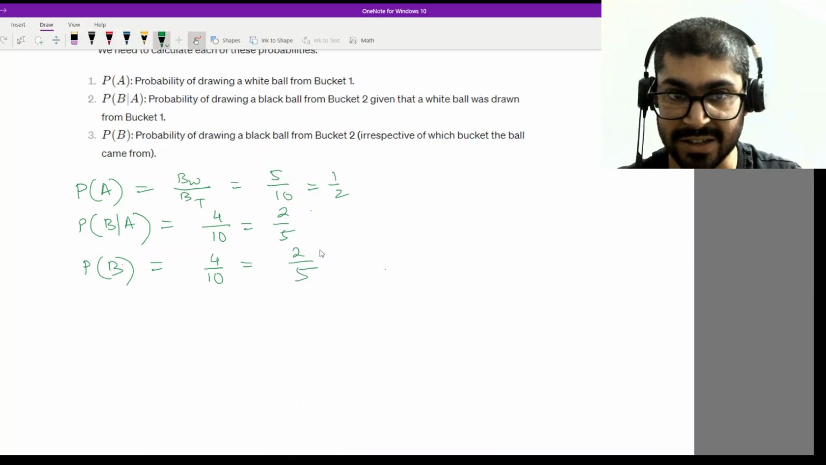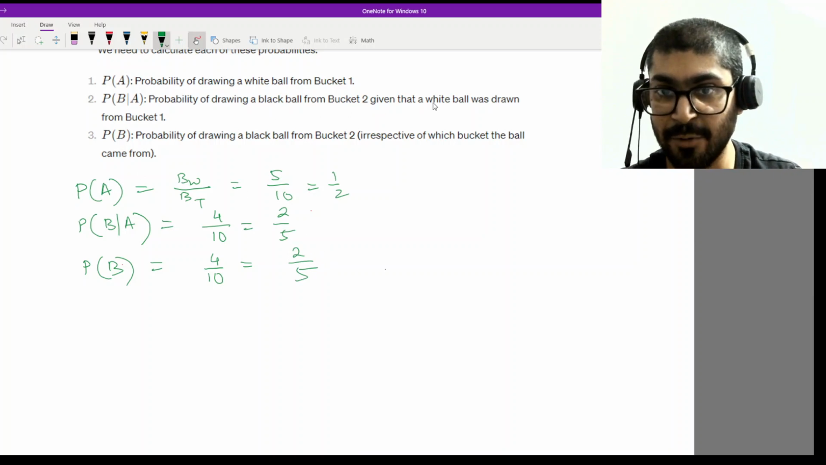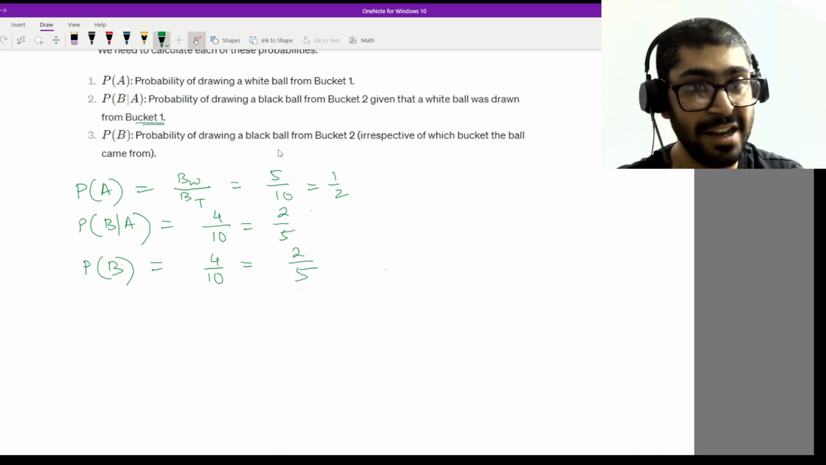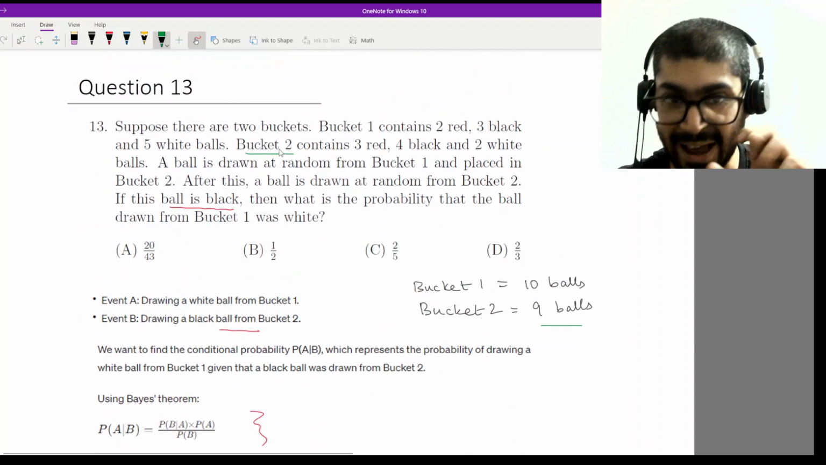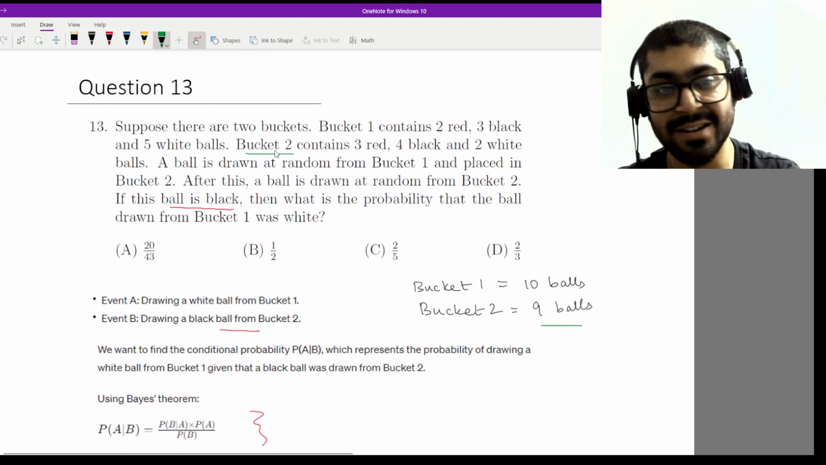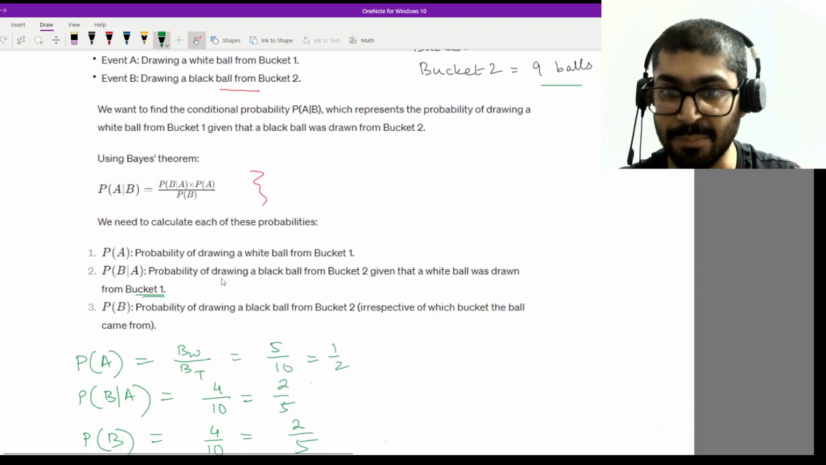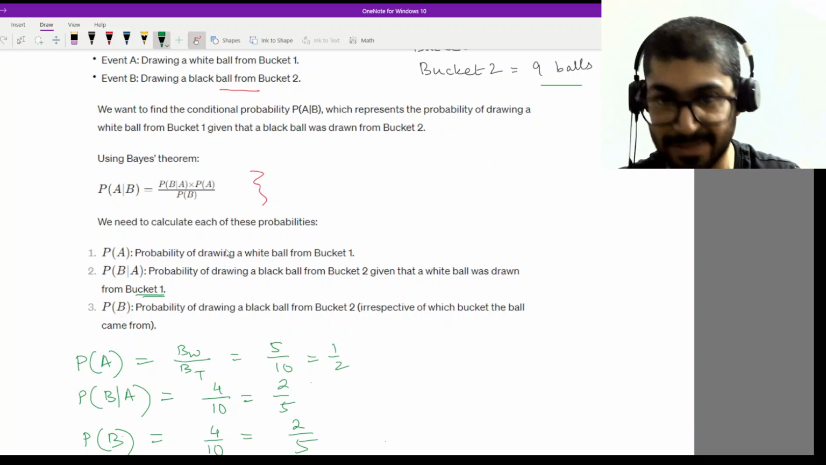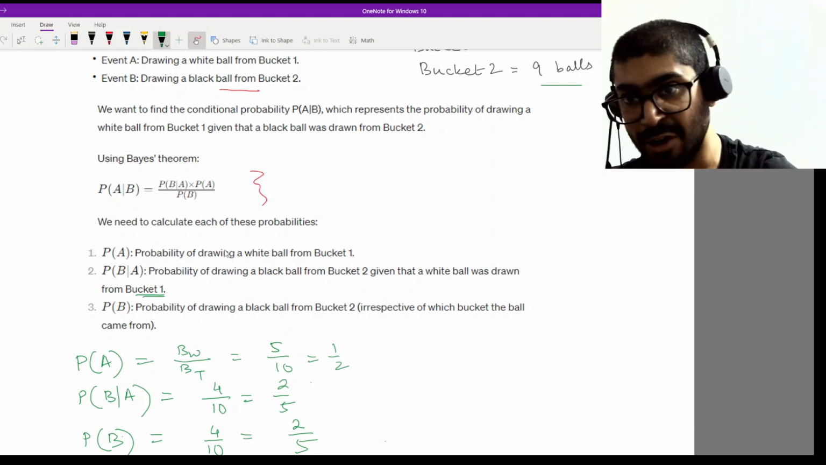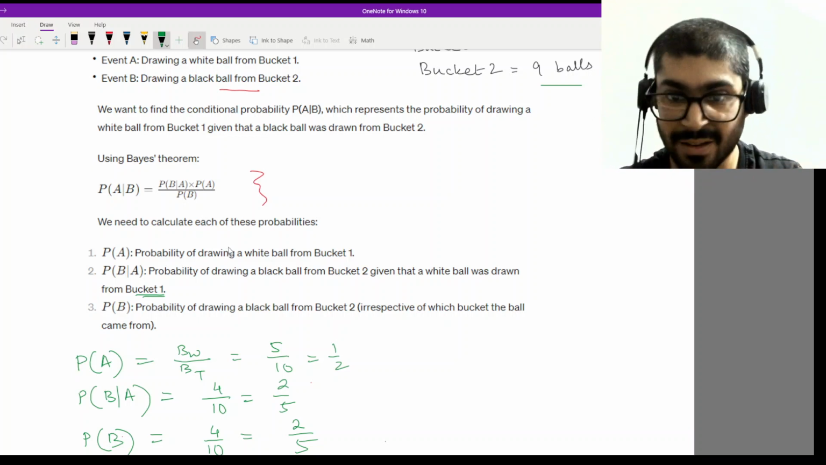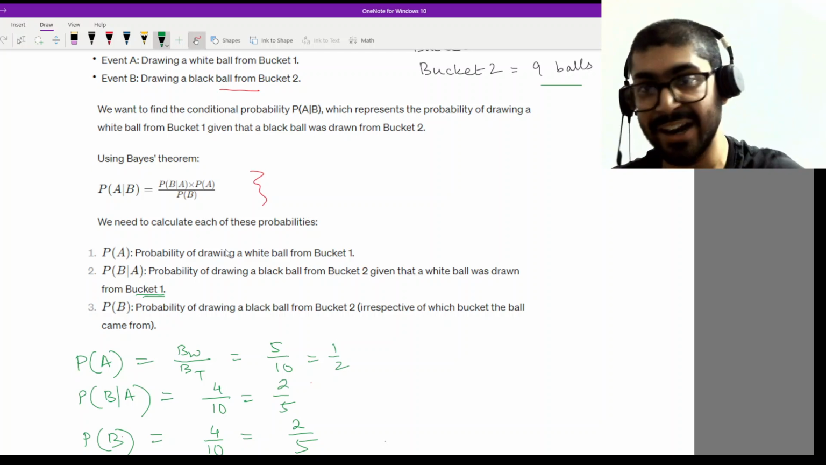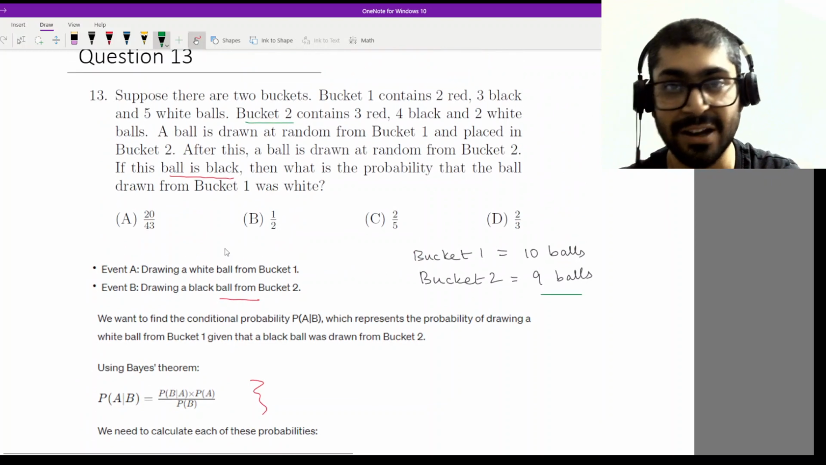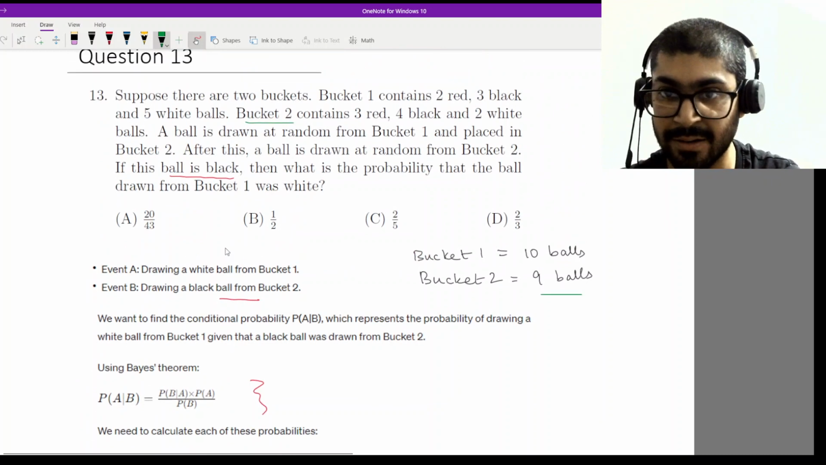I hope you could understand this. Probability of drawing a black ball from bucket 2 given that a white ball was drawn from bucket 1. Here bucket 1 is specified. As it is drawn from bucket 1, then we can clearly say that it is 4 by 10. But if we do not specify whether it is drawn from bucket 1 or bucket 2, it doesn't matter. Whether it was originally in bucket 1 or bucket 2, doesn't matter. If a ball is added in bucket 2, the total number of balls will be 10. And then the probability of drawing a black ball would be 4 by 10.